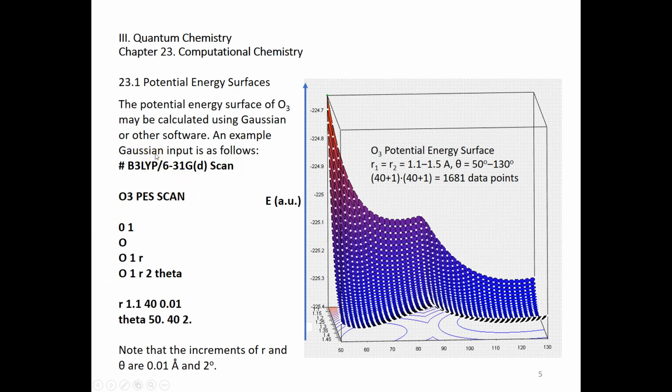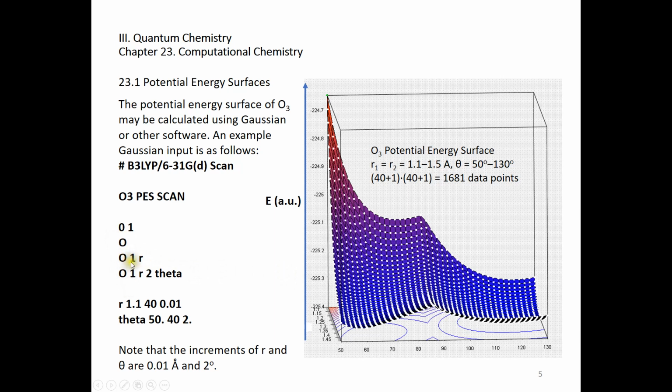Gaussian is a computational chemistry package. You can use it to do some calculations. So in the first line, I just specify the method I'm using. Scan means to scan the potential energy surface. And a blank line, a comment, another blank line. 0 means the charge of this molecule is 0, and 1 means the spin state is singlet. 1 stands for singlet, 2 for doublet, and 3 for triplet. And I have 3 oxygen atoms, so 1, 2, 3, 3 rows, 3 atoms.